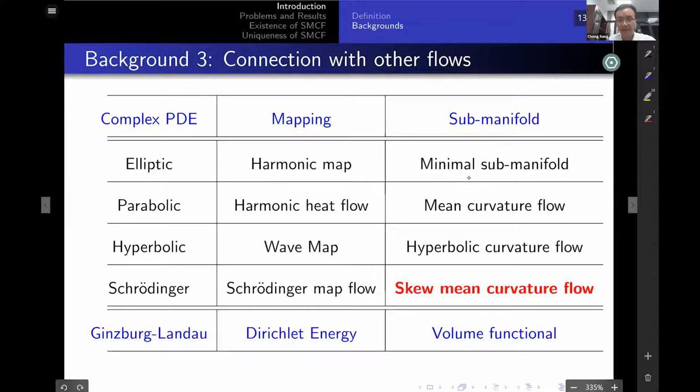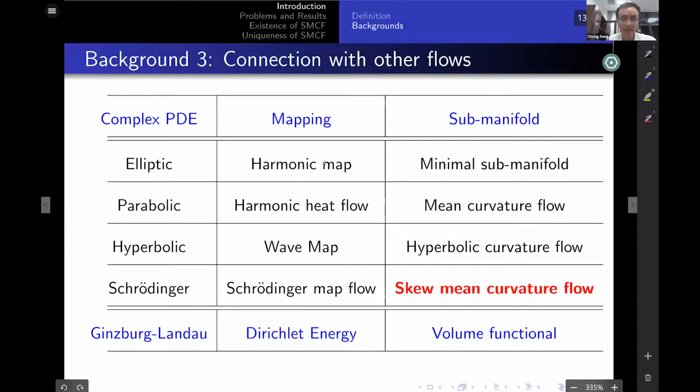And here, if you consider the geometric flow, which involves a submanifold, then you have the static one, which is a minimal submanifold, and you have the parabolic mean curvature flow, and there are some investigations of hyperbolic curvature flow, but there are several models, and the research has just started. And here we have this Schrodinger type evolution, which is the Skew mean curvature flow. And in the bottom line here, I mean the corresponding energy functional.